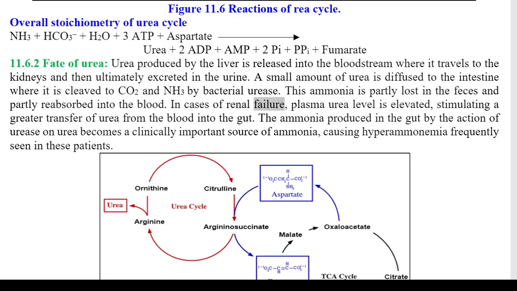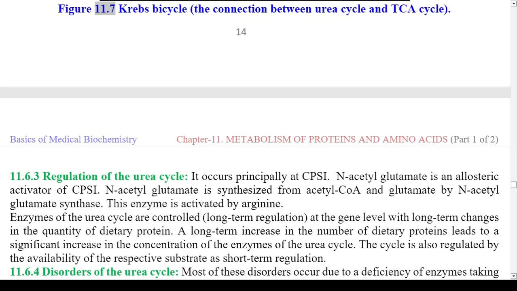In cases of renal failure, plasma urea level is elevated, stimulating a greater transfer of urea from the blood into the gut. The ammonia produced in the gut by the action of urease on urea becomes a clinically important source of ammonia, causing hyperammonemia frequently seen in these patients. Figure 11.7 Krebs bicycle, the connection between urea cycle and TCA cycle.